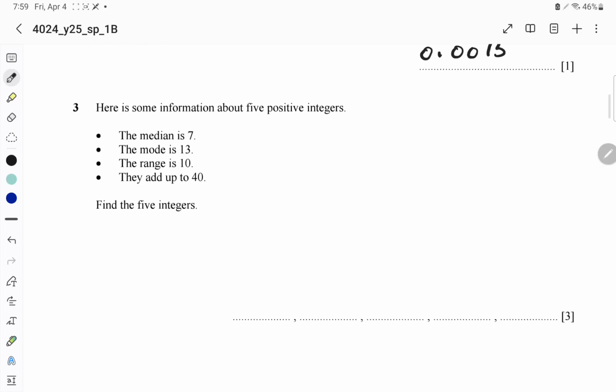Now question number 3 is a 3 mark question. Here is some information about 5 positive integers. The median is 7, so obviously we write down 7 in the center. The mode is 13, obviously 13 will come after 7, so we write it 2 times, and it becomes the mode. The range is 10. Range is 10 means the difference between the first and the last number is 10. So obviously the first will be 3, as 13 minus 3 equals 10, which is the range given in this question.